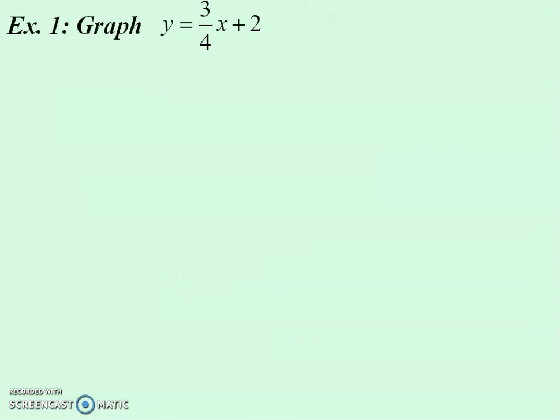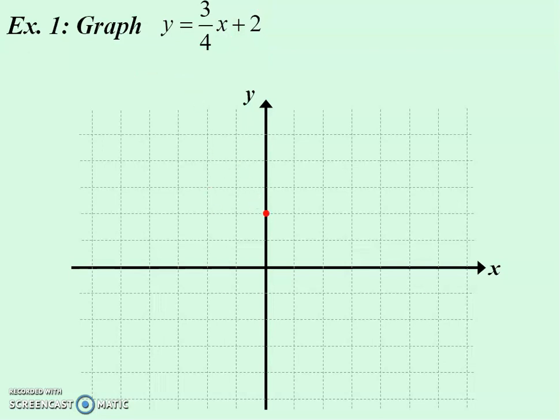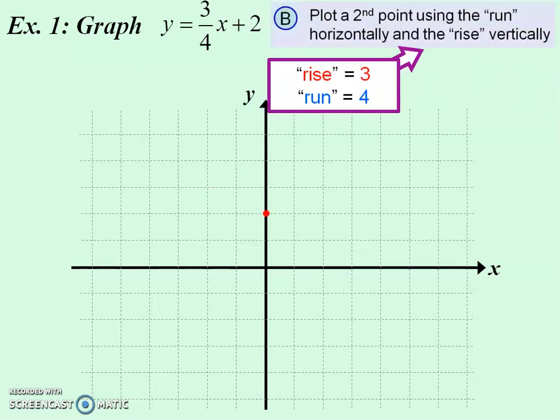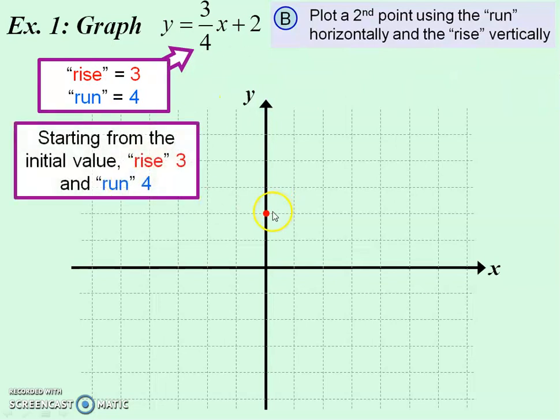So real quick, if I asked you to graph this using this method, here's how you would do that. You'd start by plotting your initial value. My initial value is 2. I put a point right in there. And then this rise over run business, my rise was 3, my run is 4. It means that from this point, from my initial value, I rise up 3, 1, 2, 3, and I run 4, 1, 2, 3, 4.